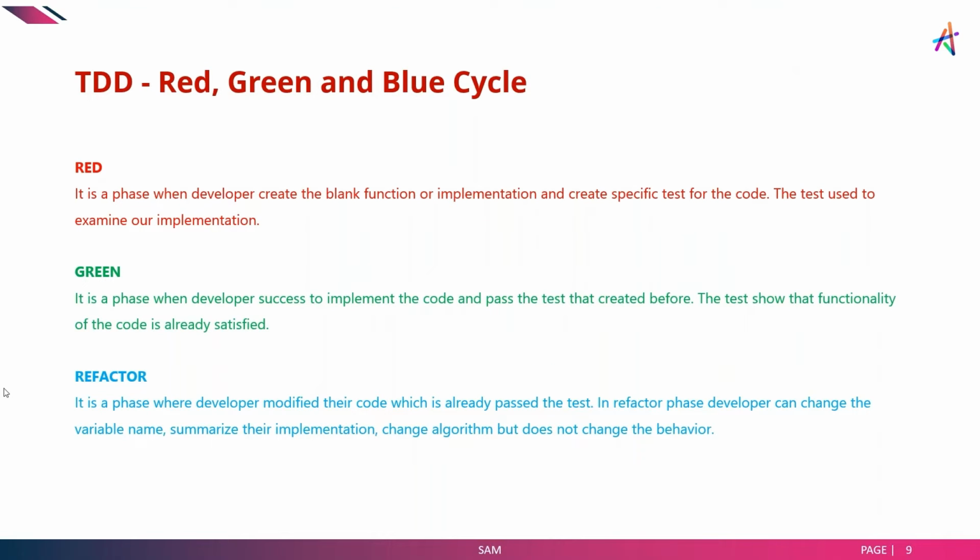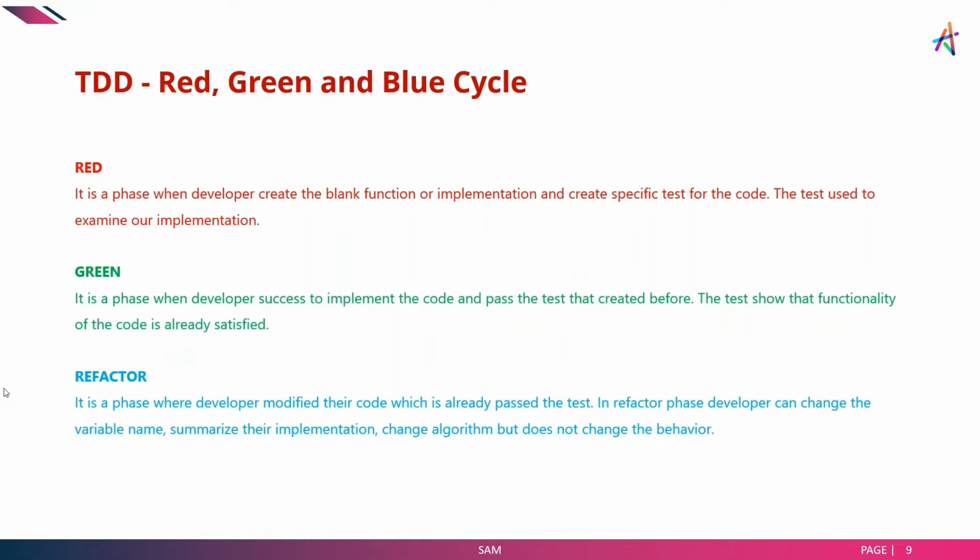Now, when you say red, it's a phase when the developer creates a blank function or implementation and creates specific tests for the code. Tests are used to examine our implementation. Green is basically the phase when the developer succeeds in implementing the code and passes the test created before. Refactor is a phase where the developer modifies the code which has already passed the test.